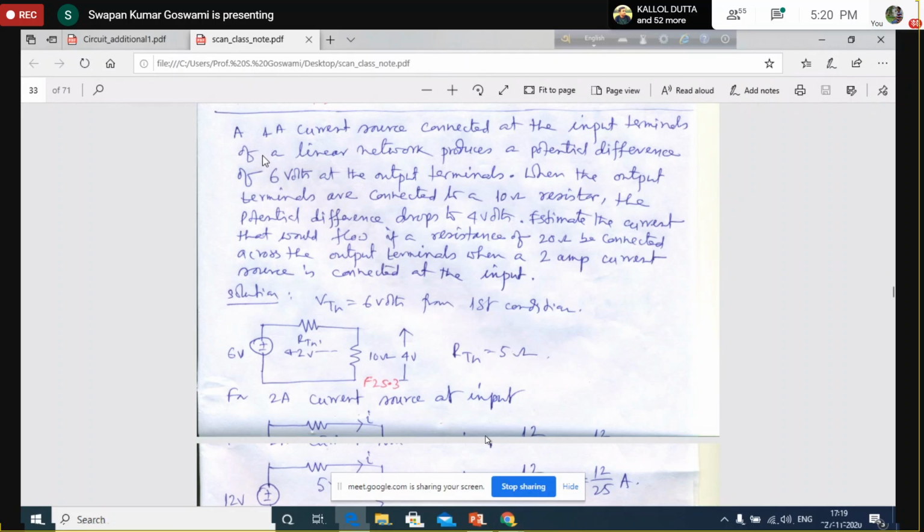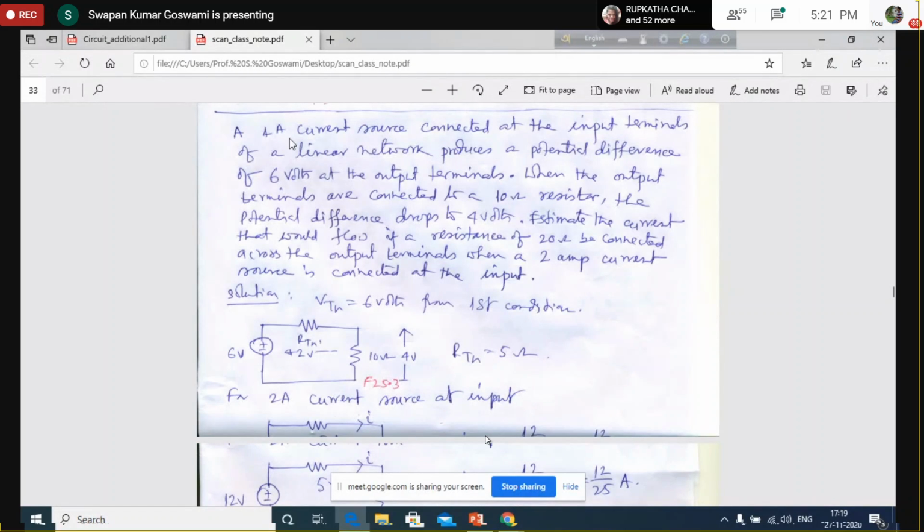A 1 ampere current source connected at the input terminals of a linear network. Note this, the linear network produces a potential difference of 6 volt. What is the meaning of this linear network? The meaning is that in a linear network, the impedance value remains unchanged. If there is a change in the input voltage or input current, accordingly the output voltage or output current will change proportionately.